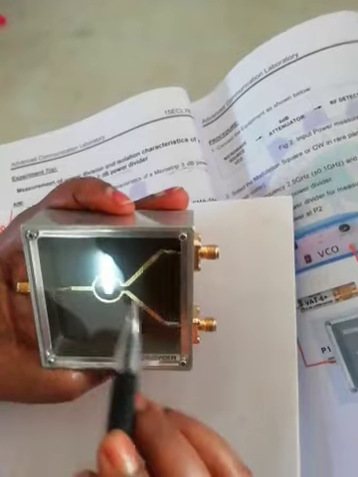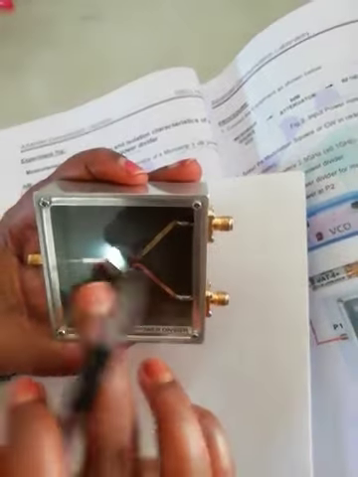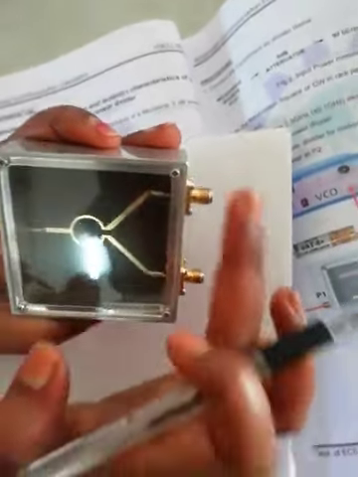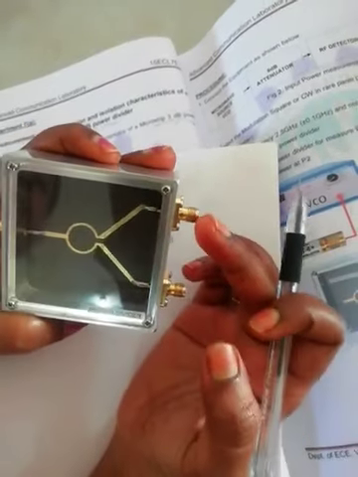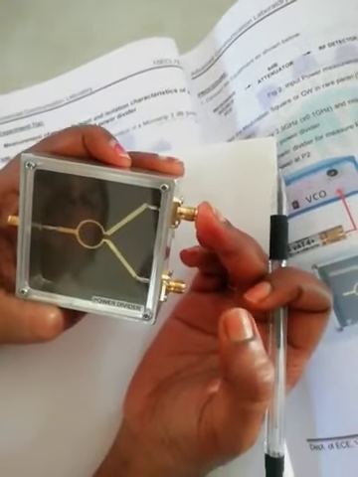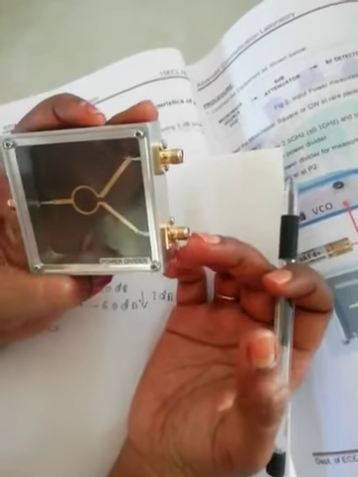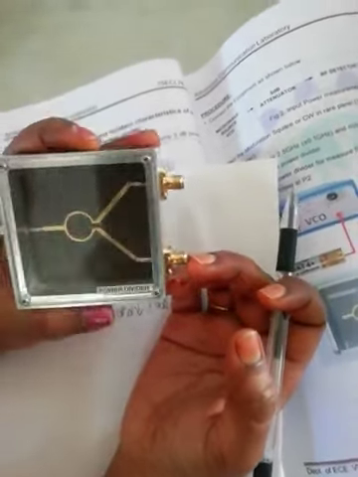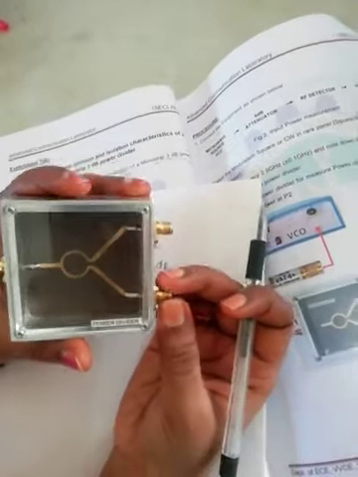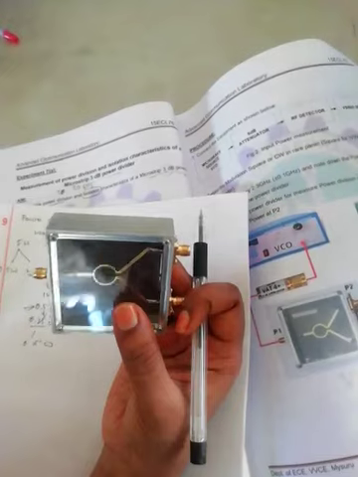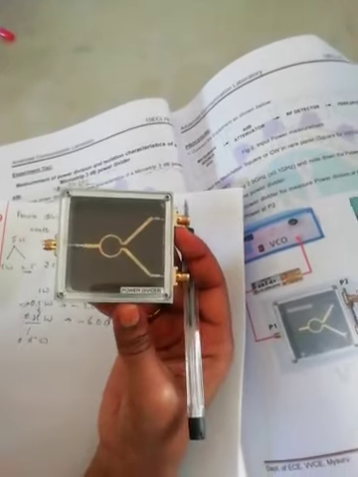Internally you can see there is a transmission line in order to transmit the power from port 1 to port 2 or port 3. So we can use port 2 as an output port and measure the split power value, or we can use port 3 as an output port and measure the split power as an output of this power divider. Let us see how to measure the power division operation.